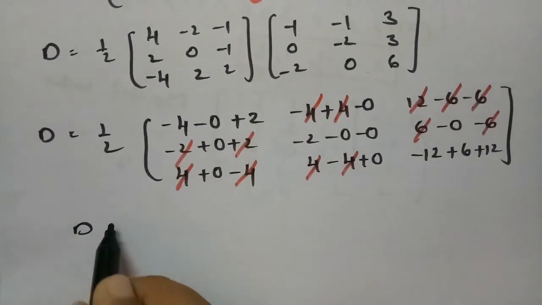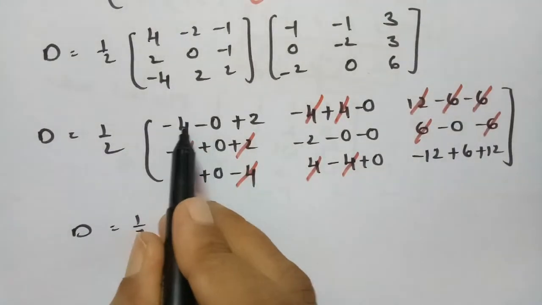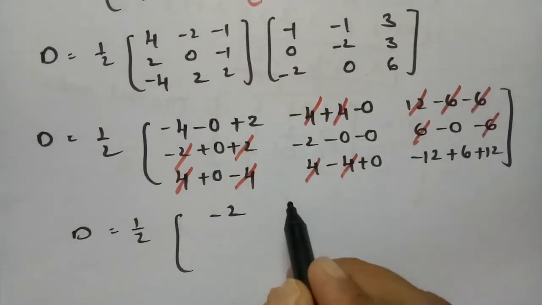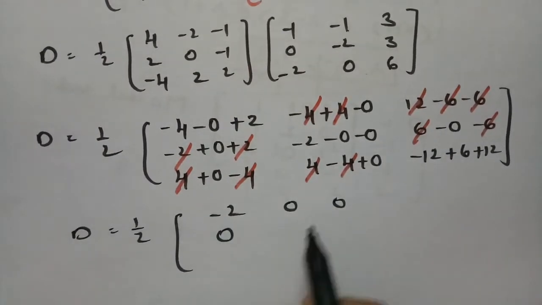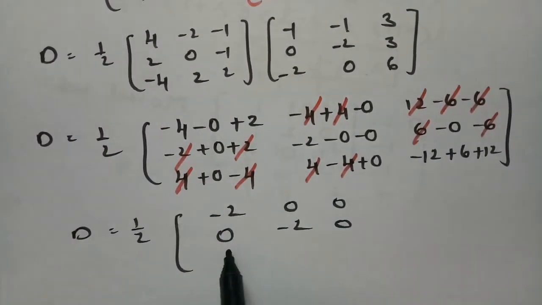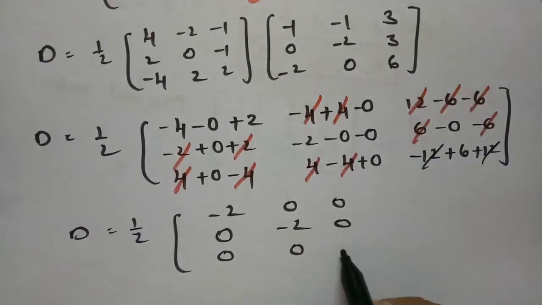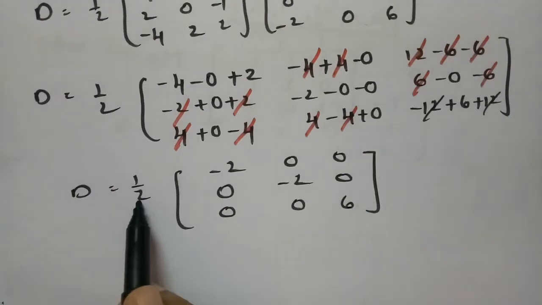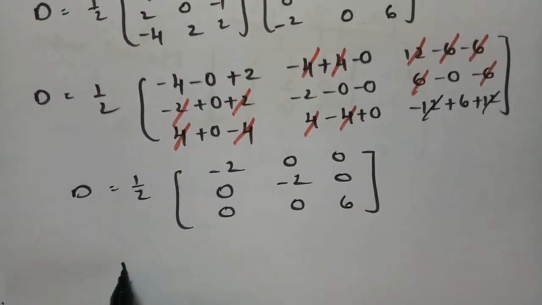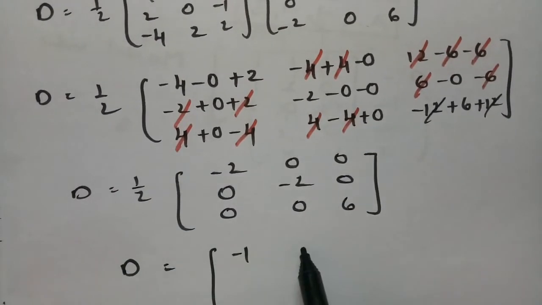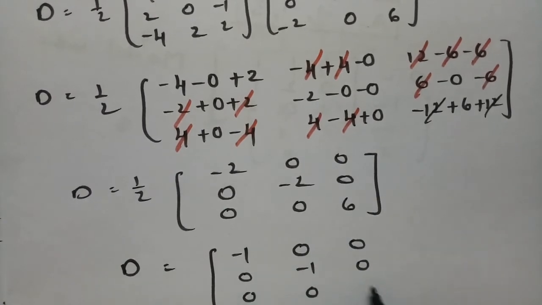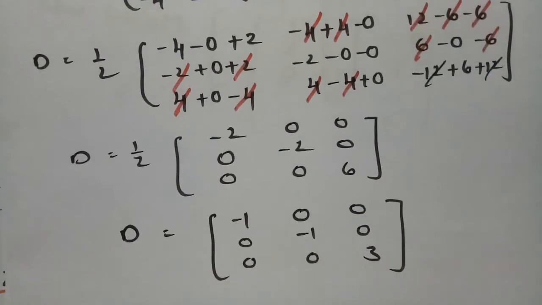And D value is half times minus 4 plus 2, which is minus 2, 0, 0, and this is 0, and this is minus 2, 0, 0, 0, and this is going to become plus 12 minus 12 plus 6. So if I take the 2 inside and divide, then the diagonal elements will be minus 1, 0, 0, and 0, minus 1, 0, and 0, 0, 3. So if you observe this one, this is diagonalized.